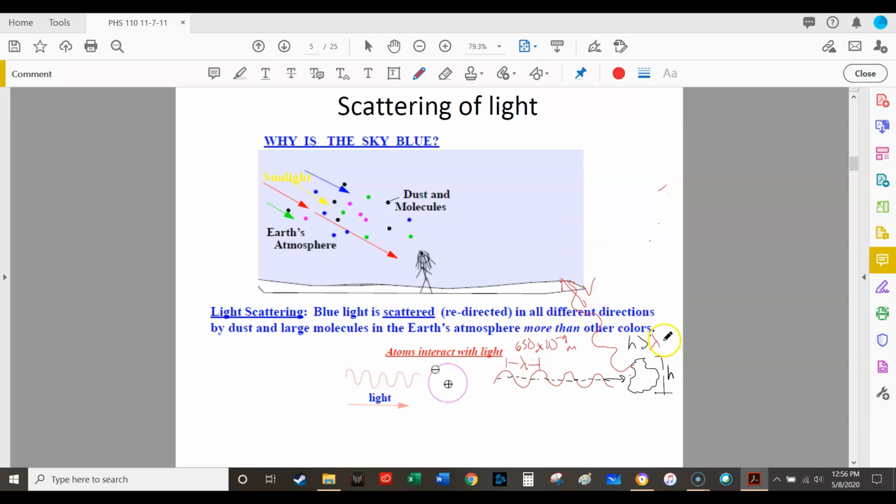So this is where scattering actually happens. If the size of the dust particle is greater than the red's wavelength, it'll scatter. But if the height of the dust particle is less than the wavelength of red, then it'll pass through.